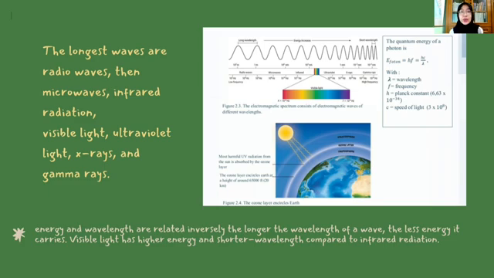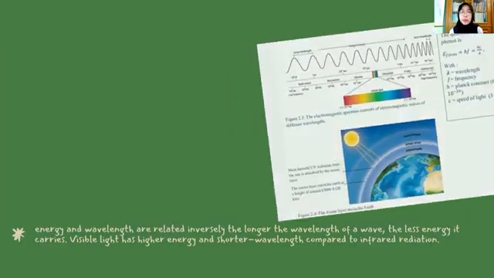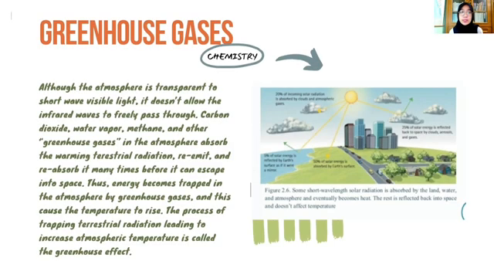When the light energy that reaches the ground is absorbed, the ground in turn warms up and emits energy. But the energy that Earth's surface emits, which is called terrestrial radiation, has less energy and longer wavelengths than the incoming energy. Instead of being in the visible part of the spectrum, terrestrial radiation is infrared. Although the atmosphere is transparent to short-wave visible light, it doesn't allow the infrared waves to freely pass through. Carbon dioxide, water vapor, methane, and other greenhouse gases in the atmosphere absorb the warming terrestrial radiation.